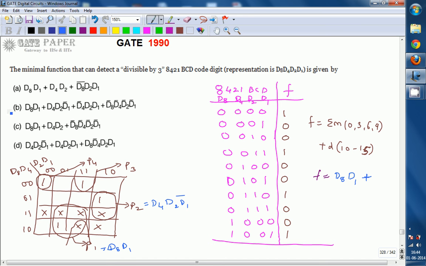So here B is going to be the right answer. First you get D8 D1, and the next term is D4 D2 D1 bar, and the next is P3. For this one, D4 bar and 1 1 gives D2 D1, so D4 bar D2 D1 is the third, and the fourth itself is D8 bar D4 bar D2 bar D1 bar. So the right answer for this question is B. B is the right answer. Thank you.